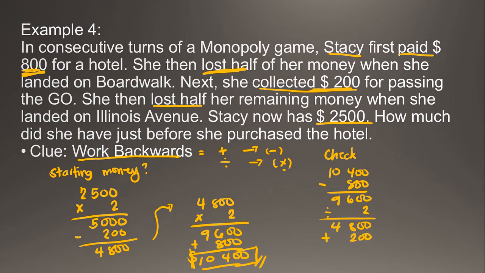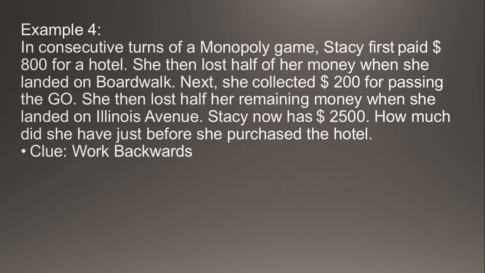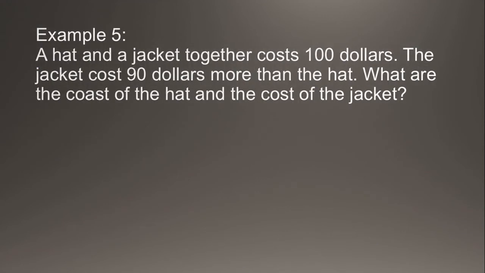After that is she collected $200 for passing Go. So collected, that is nadugang. So add. So that is 4,800 plus 200 is equals to 5,000. And then lastly, she lost half of her remaining money. So i-divide nato ang 5,000 by 2 kay na-lost money man. Divided by 2, that is 2,500. So, Stacy now has 2,500. So, sakto ang atong answer.